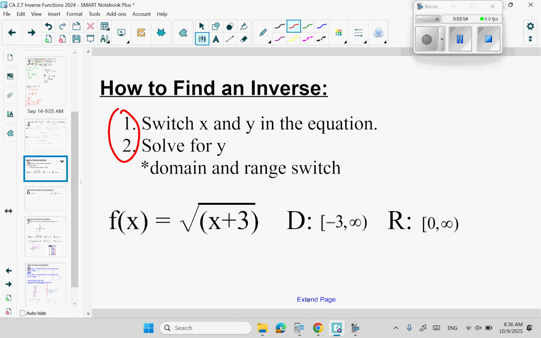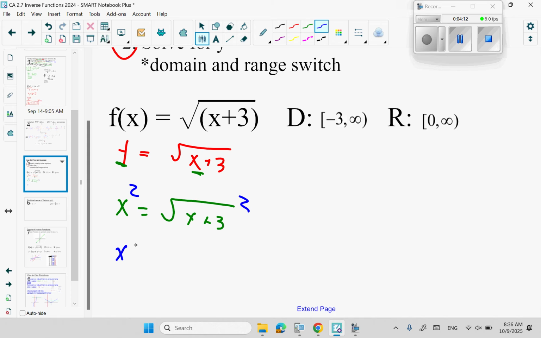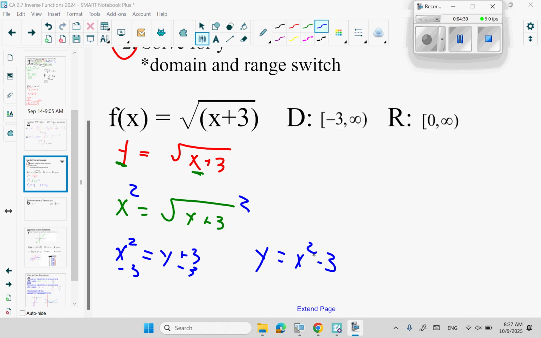So here's just talking about finding that inverse idea. If you don't have a second equation, you would have to first swap the x's and y's and solve for y. So here we would square both sides. X squared equals y plus 3, minus 3, minus 3. We get y equals x squared minus 3. Now, interestingly enough, this also needs a restriction. You would need to include the restriction that x has to be greater than or equal to 0.